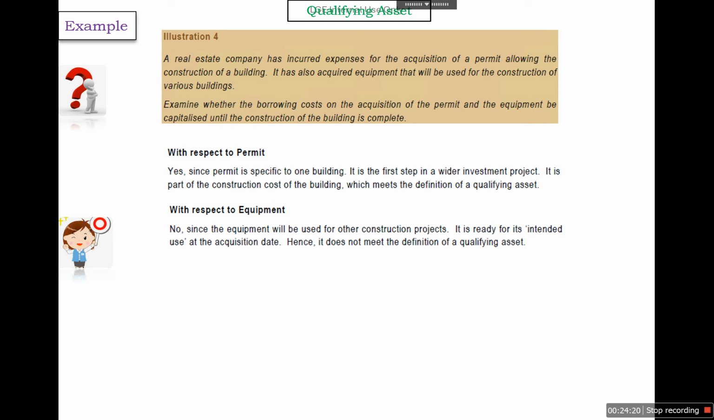Here, while checking the capitalization of a borrowing cost, we need to first identify that the borrowing cost is in respect of a qualifying asset. So, in a question, first we need to identify what the qualifying asset is. In this case, the building is a qualifying asset because the permit is obtained for the purpose of the building, and the building is going to take a substantial period of time for getting ready for intended use. But in case of the equipment, it is to be used for various buildings. It is not specific to a particular building. So here it will not be capitalized because it does not meet the definition of a qualifying asset.